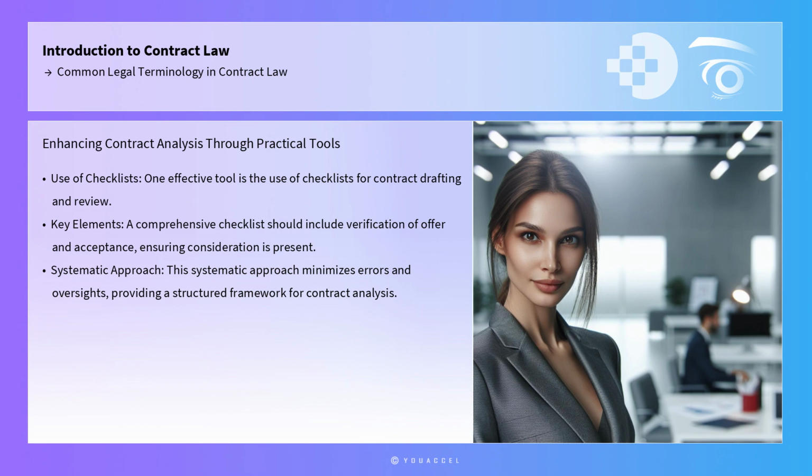Incorporating practical tools and frameworks enhances understanding and application of these terminologies. One effective tool is the use of checklists for contract drafting and review. A comprehensive checklist should include verification of offer and acceptance, ensuring consideration is present, assessing the intention to create legal relations, and identifying potential breaches and remedies. This systematic approach minimizes errors and oversights, providing a structured framework for contract analysis.